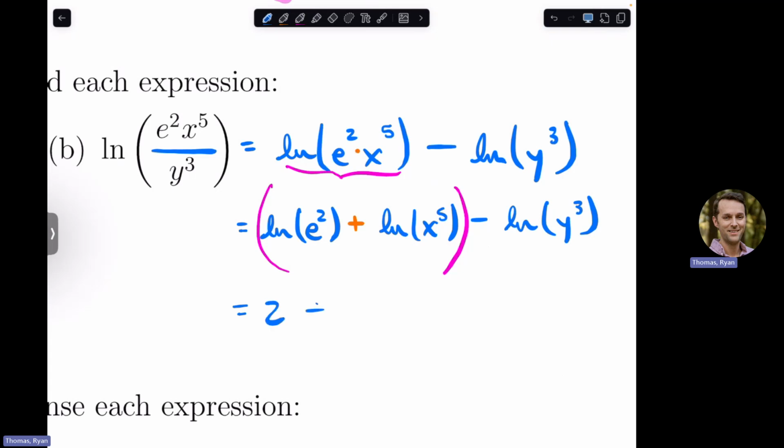2. The natural log of x to the fifth can be written as 5 times the log of x, and the log of y cubed, 3 times the log of y. So that'd be this thing fully expanded.